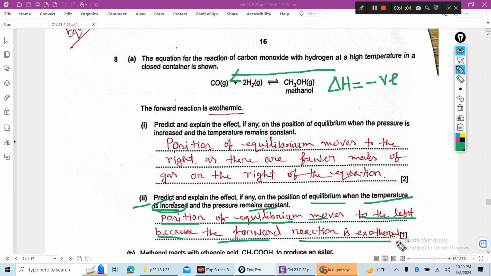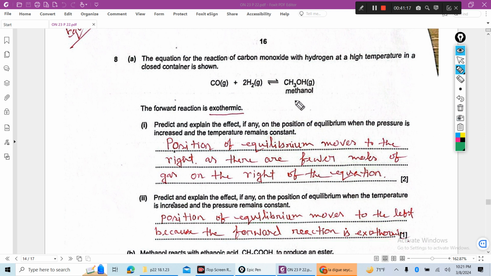So if you increase temperature, equilibrium will move to the endothermic direction to absorb heat or to reduce temperature. That's why increasing temperature, equilibrium will move to the left, because forward reaction is exothermic reaction, or you can write reverse reaction is endothermic reaction.